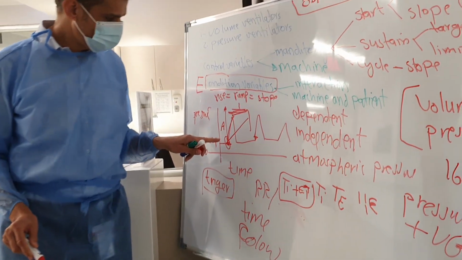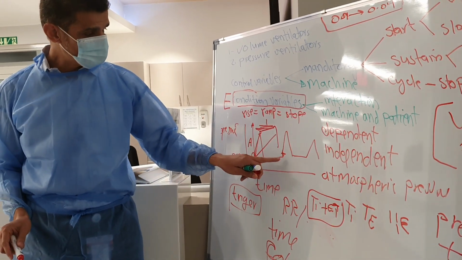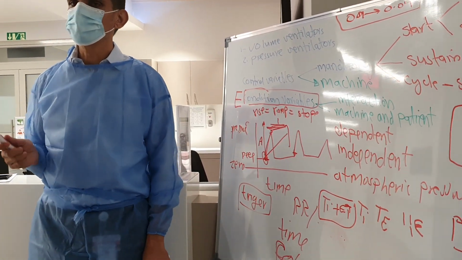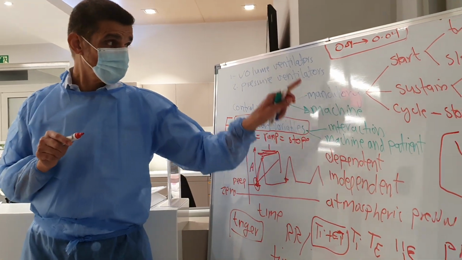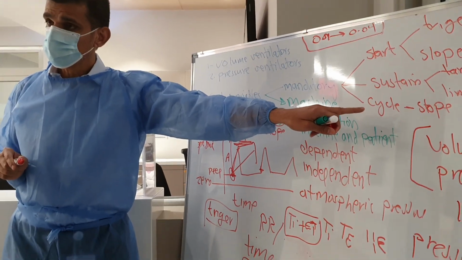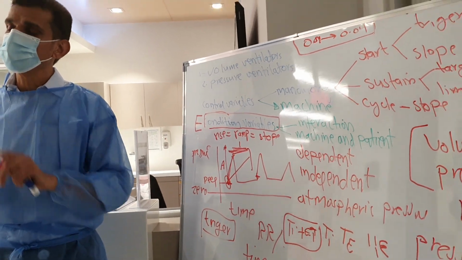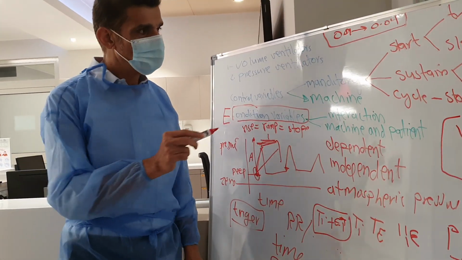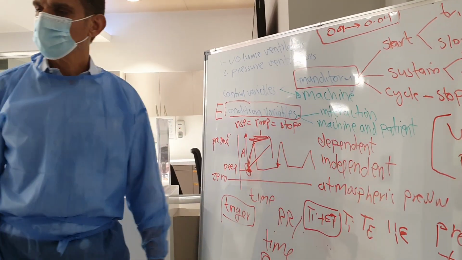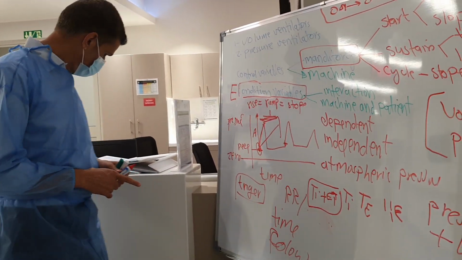So we tell the machine, you rose, you plateaued, and now stop. To go back to 0, to go back to baseline. So it can be time. So we tell the machine, go up according to the slope, sustain according to the target or limit, pressure or volume or both, and then stop within this time. Cycle. When we say time, it becomes mandatory. What is the mandatory? When it's time. Mandatory. Okay? You will see 3 waves in the machine, 3 breaths.